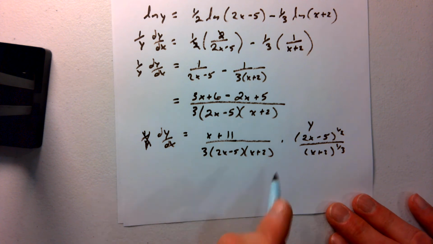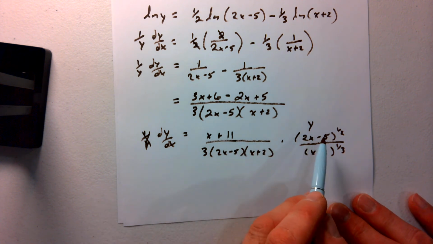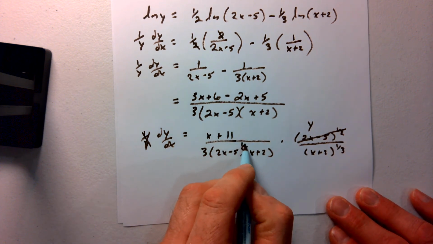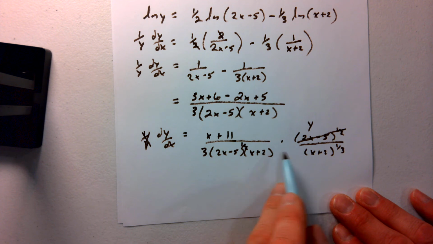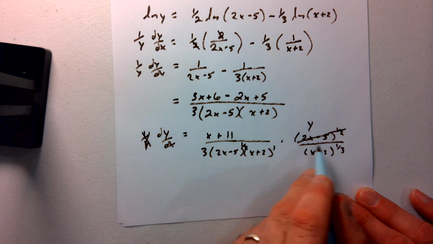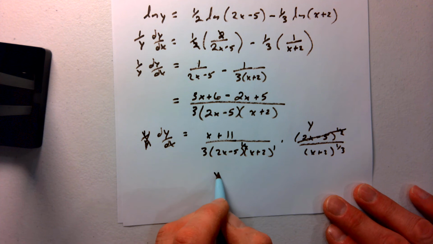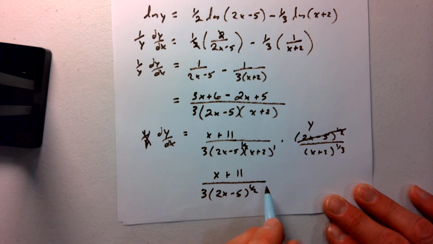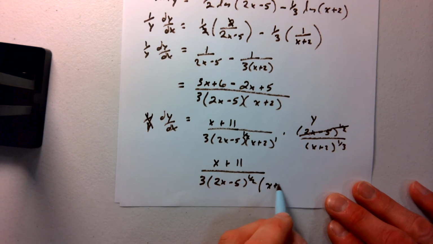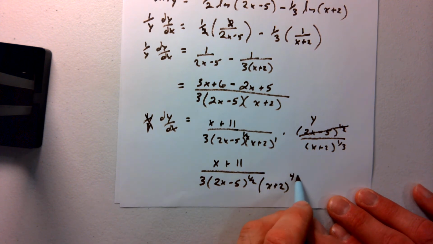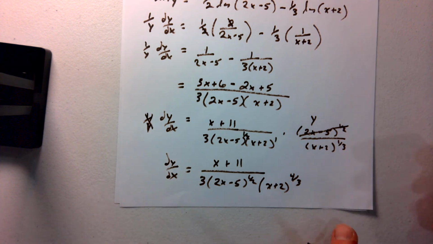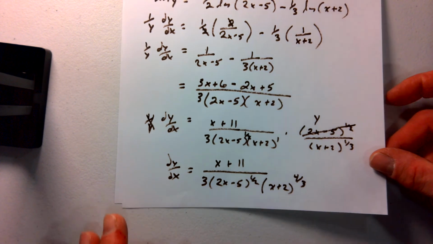And now I can go ahead and clean up. So I have 2x minus 5, a half on top, one on the bottom, so I can cancel out a half of those. And on my x plus 2's, since they're both on the bottom, I can add those exponents. So I get x plus 11 over 3, 2x minus 5 to the 1/2, and then times x plus 2 to the 1 plus 1/3, which gives me 4/3, and that's my dy/dx. And that's my final answer for my derivative.